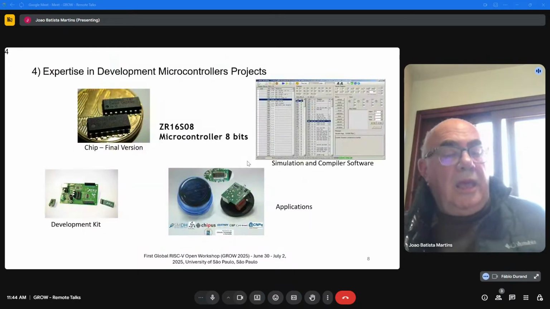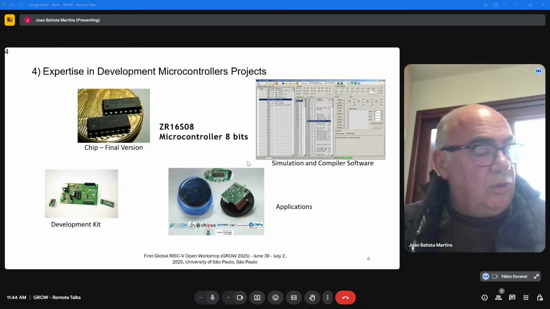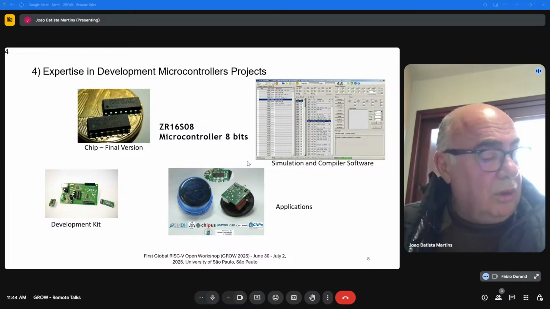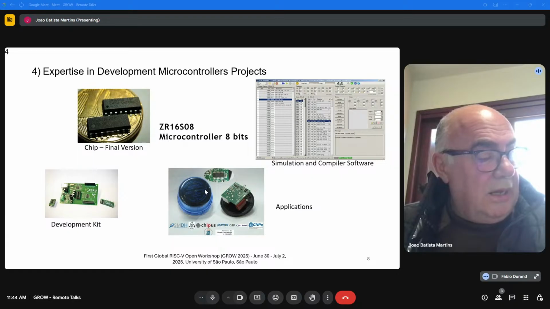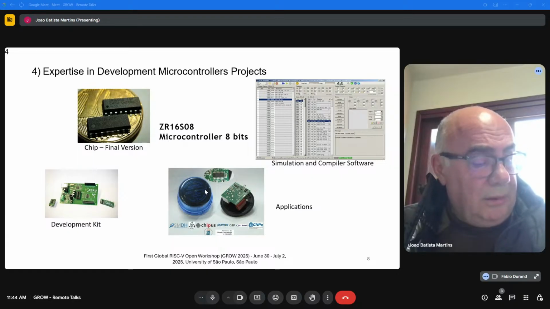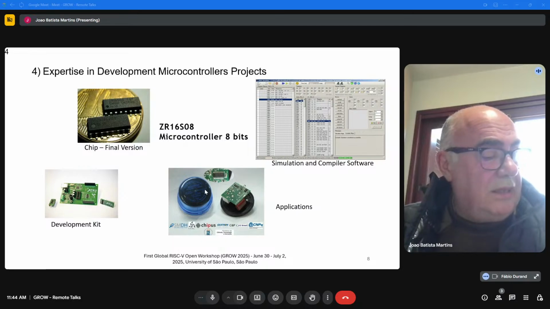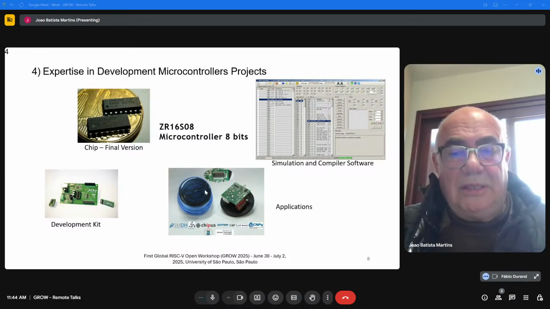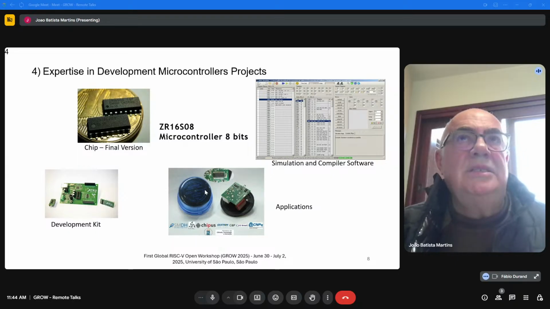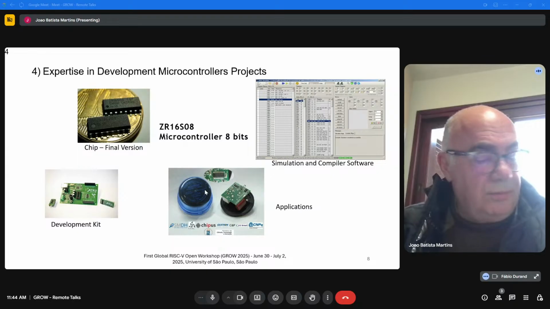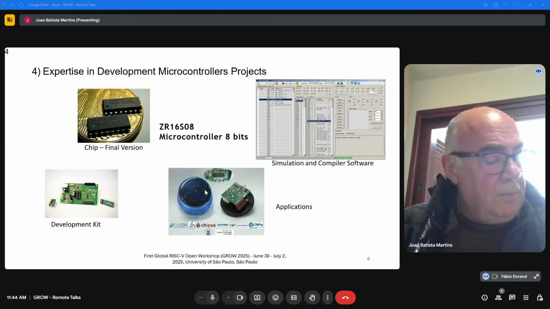And with the SMD8, we have already produced an 8-bit microcontroller. The ZR16 is a microcontroller developed and taped out in Santa Maria. It was certified and nationalized by the MCTI, the Ministry of Science, Technology, and Innovation in Brazil.